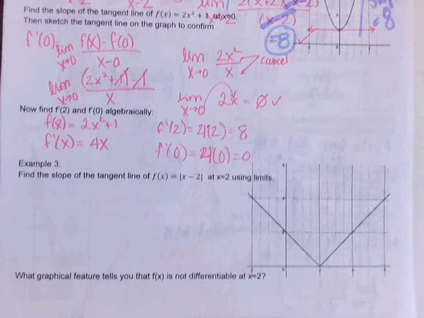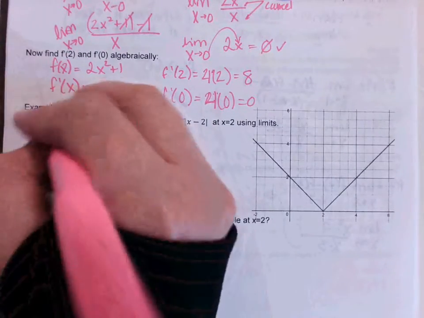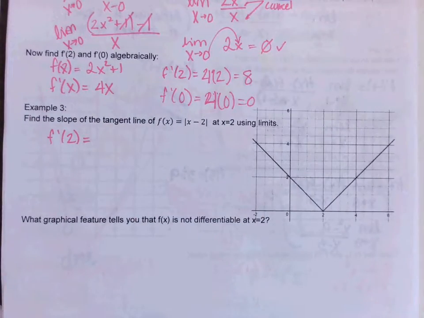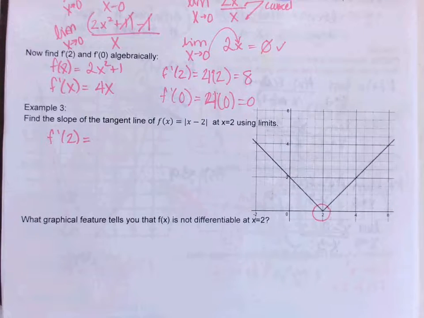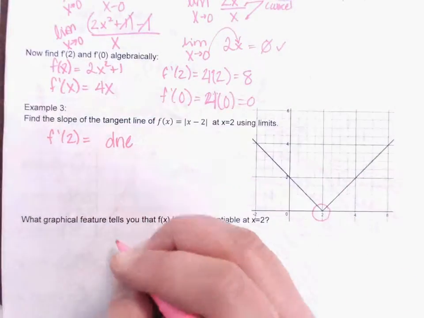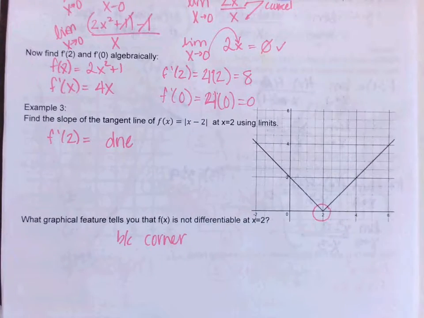Okay, now the bottom one, just for the sake of time, if I wanted f prime of 2, what happens in the graph at 2? Oh, it's the corner. It's a corner. What's the limit going to come out to be? DNE. Okay, because there's a corner. Okay, I was going to make you work it out, but we will skip it. Okay? Last page.